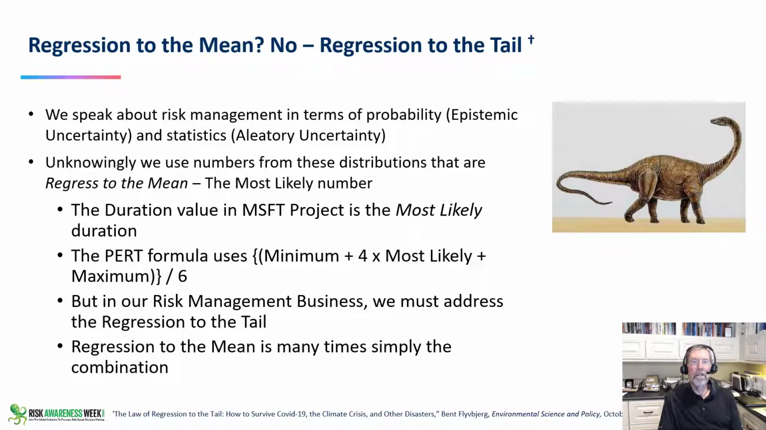It's the long tails that cause the problems. This is why the PERT formula is bogus, because the minimum plus 4 times the most likely plus the maximum, divided by 6, does not work in the presence of uncertainties, period. So regression to the mean means we're going to fail. And there's our little dinosaur.